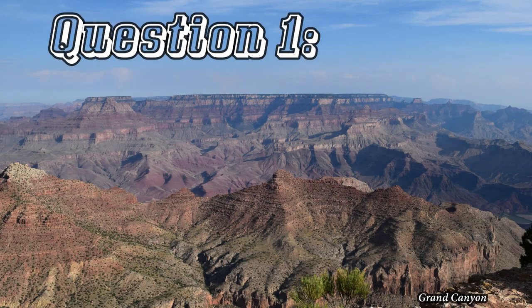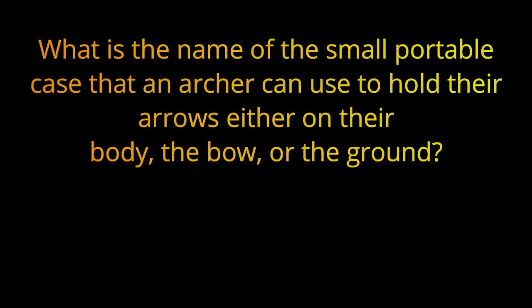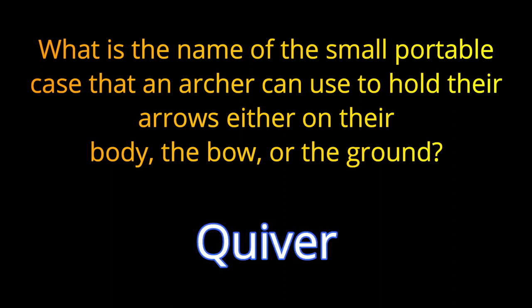Question 1. What is the name of the small portable case that an archer can use to hold their arrows either on their body, the bow, or the ground? The answer is a quiver.